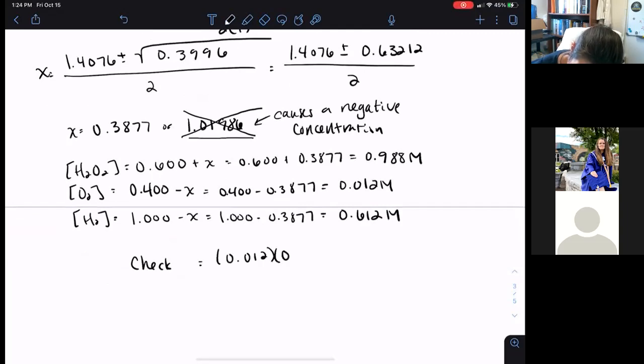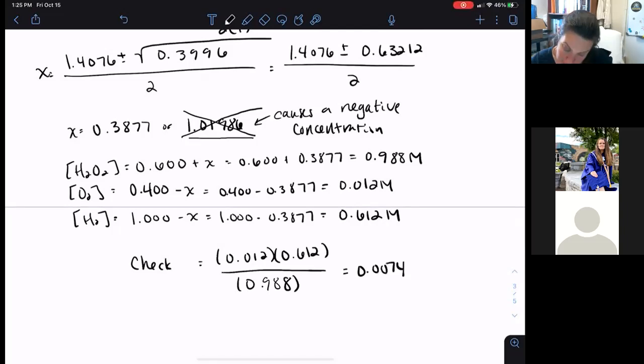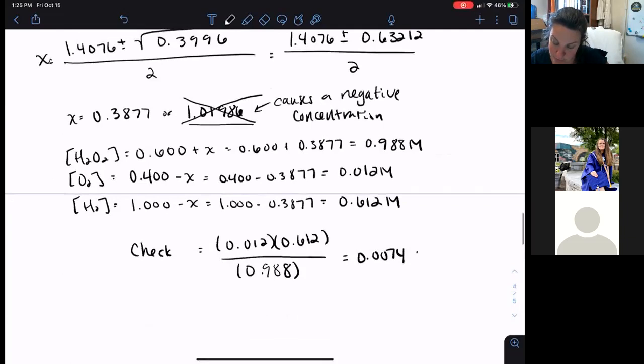Okay, so we get 0.012 times 0.612 divided by 0.988. And this gives us a value of 0.0074. Our actual Kc was 0.0076. That is pretty close. So we have confirmed our X is valid.